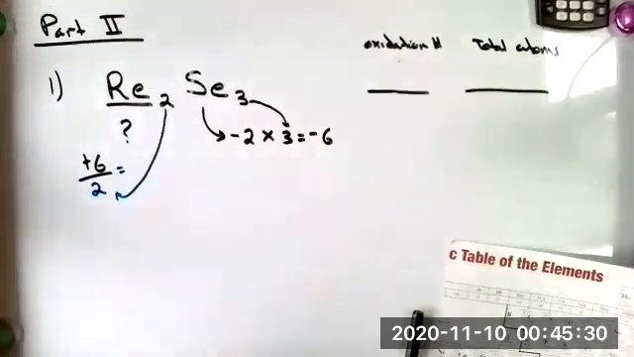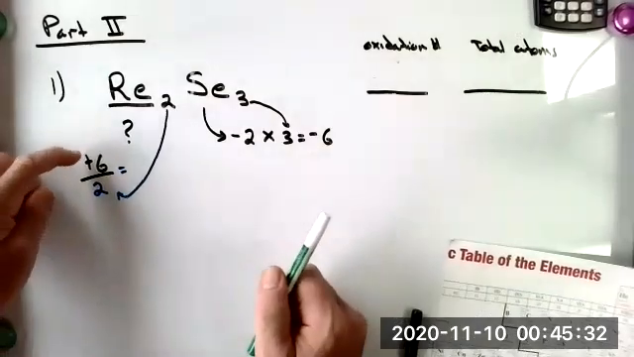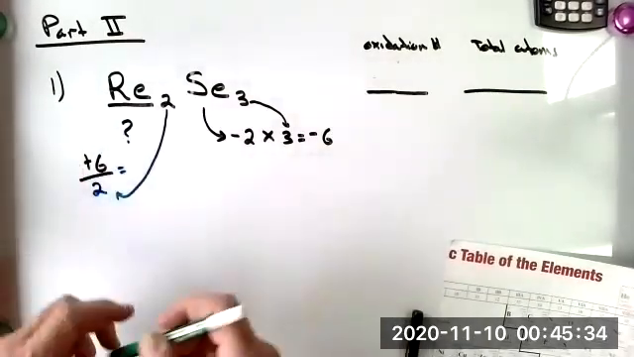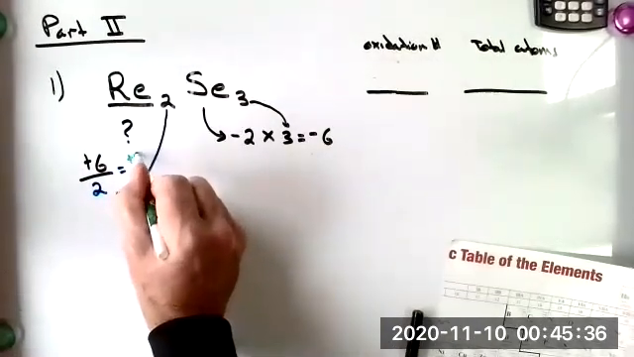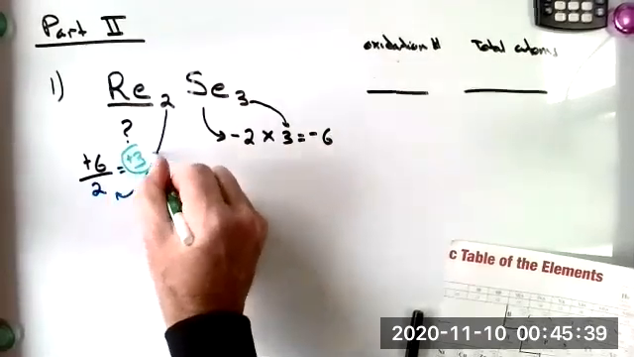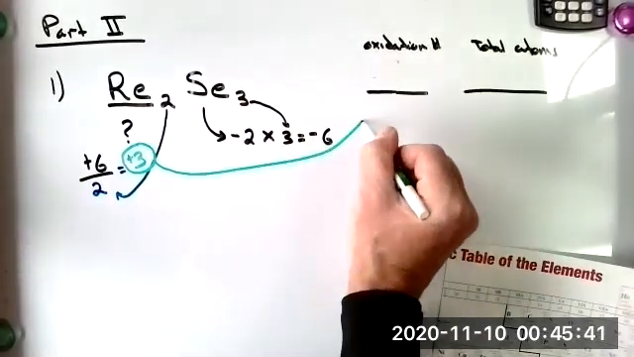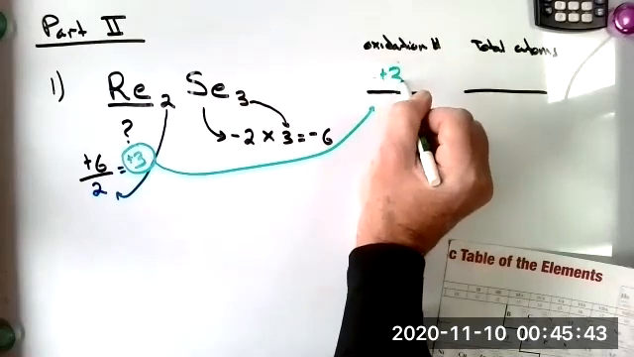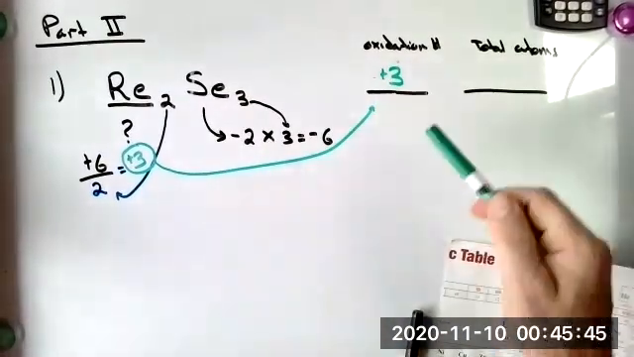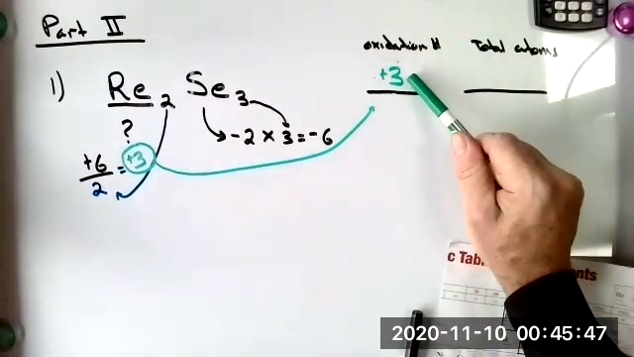And the math is pretty easy. +6 divided by 2, your answer is a +3. And that is what they want right here. And that is going to come back into topic 10.